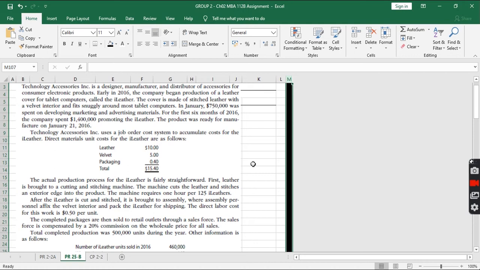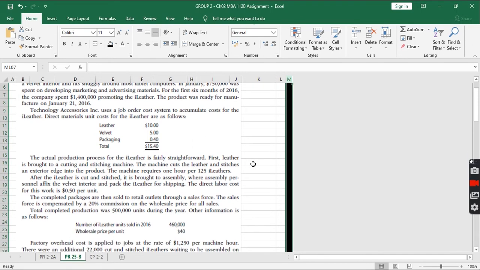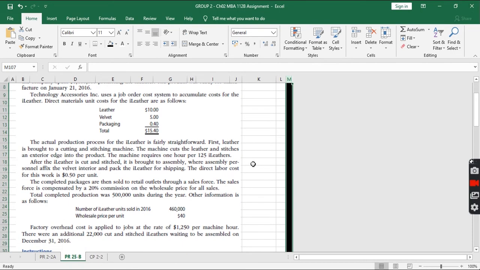Technology Accessories Incorporated uses a job order cost system, and to accumulate costs for the iLeather, the direct materials unit costs for the iLeather are as follows, totaling $15.4. The actual production process for the iLeather is fairly straightforward. First, leather is brought to a cutting and stitching machine. The machine cuts the leather and stitches an exterior edge into the product. The machine requires 1 hour per 125 iLeathers.